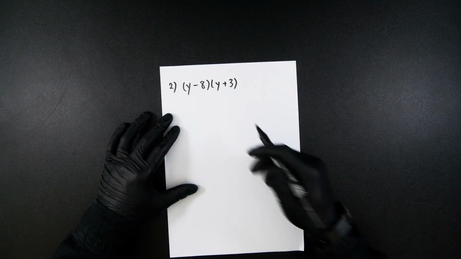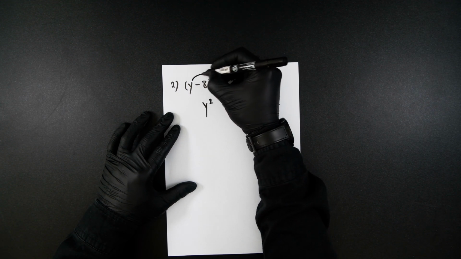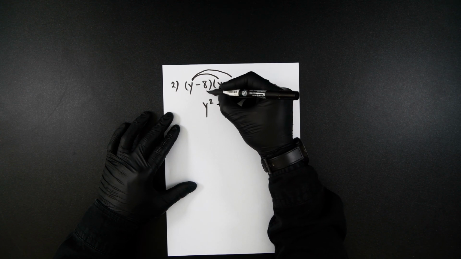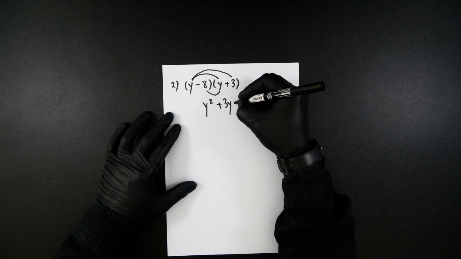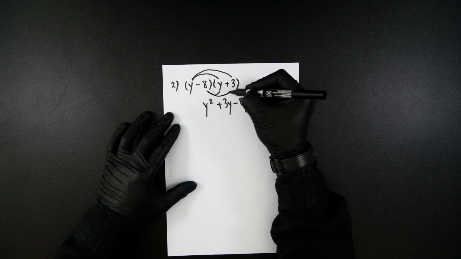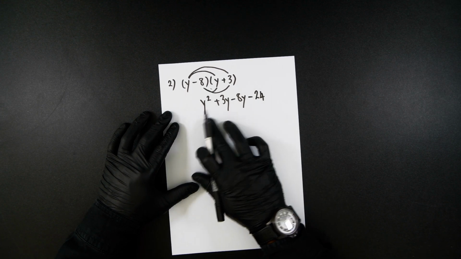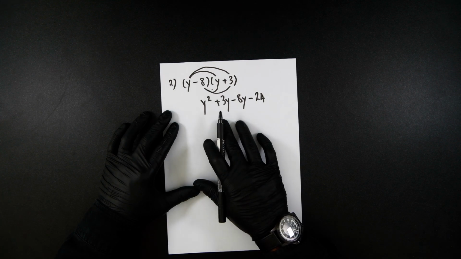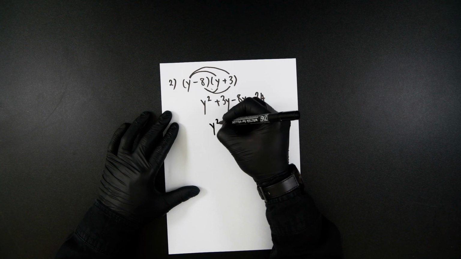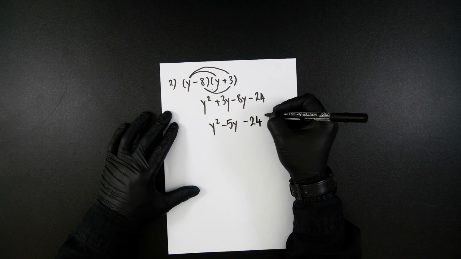This time there's a negative. So let's do y times y, which is going to be y squared. Y times 3, which is going to be plus 3y. Minus 8 times y, which is minus 8y. Then minus 8 times 3, which is minus 24. Again, this term and this term can't be simplified anymore, but we can clean this up by doing 3 minus 8, which is going to be minus 5. So you're going to have y squared minus 5y minus 24.